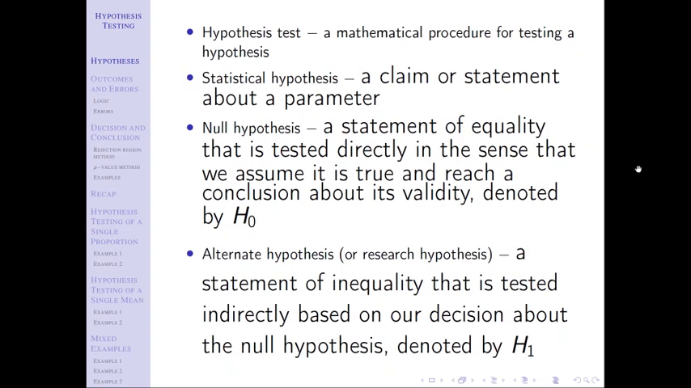So how do we identify these null and alternative hypotheses? There are literally dozens of ways that this can be done. I have seen so many of them. I've taught so many of them. The process that I'm going to outline is the one that I think is the simplest.